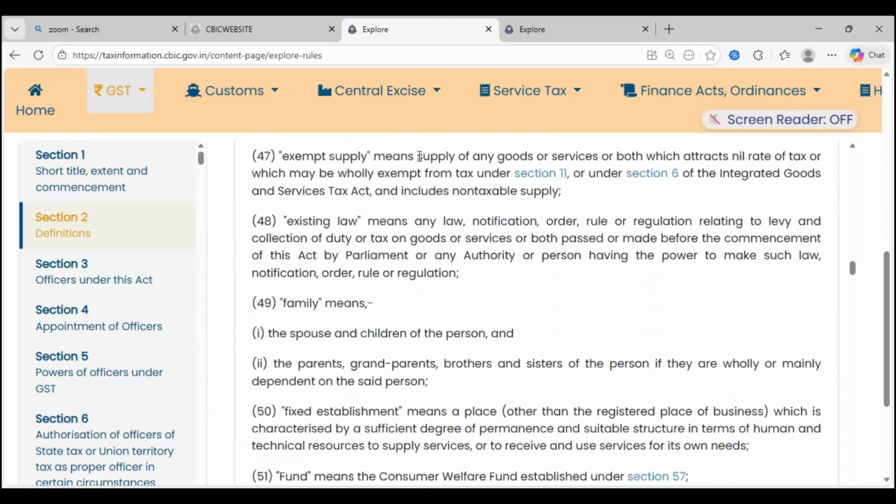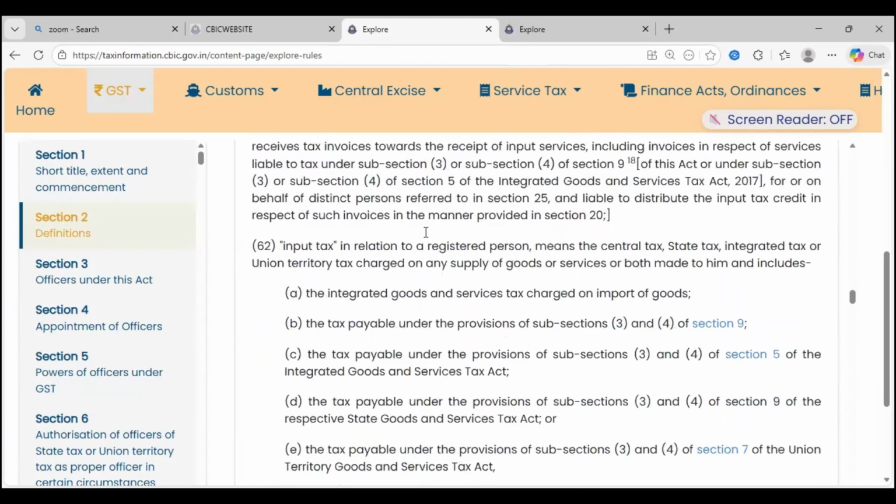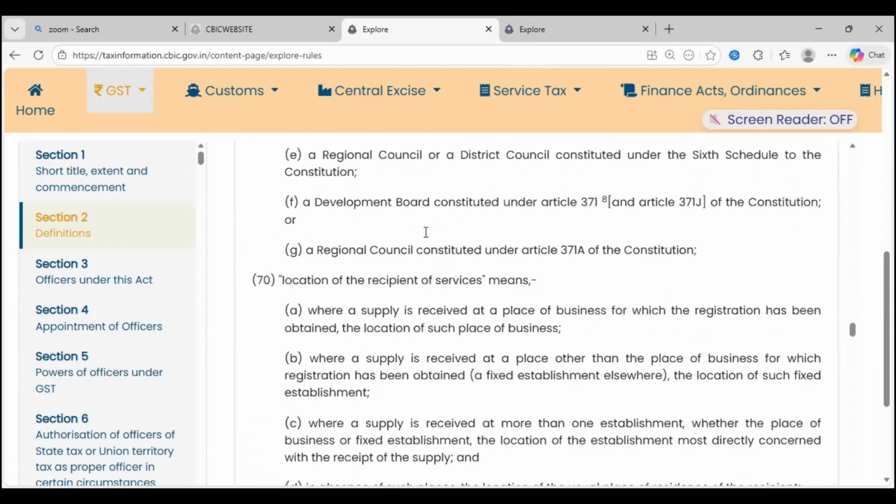Exempt supply means supply of goods and services which attracts nil rate of tax or which may be wholly exempt from tax under section 11, and includes non-taxable supply. Non-taxable supply, that is something which is not subjected to GST. Let's see that definition also.